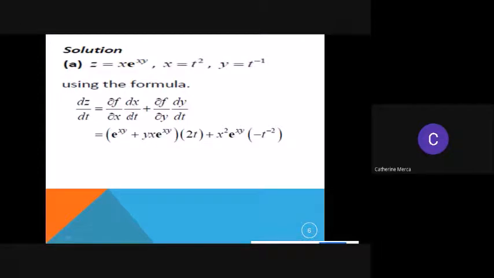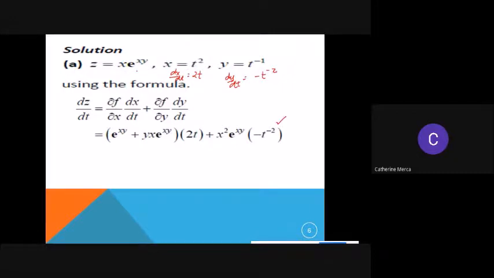Plus dx/dt. So kanina po, dx/dt is derivative of this with respect to t. What is the derivative of that with respect to t? That's 2t, di ba? 2t. Derivative with respect to t. Kani, dy/dt, with respect to t, that is t to the negative 1. So negative t to the minus 2.